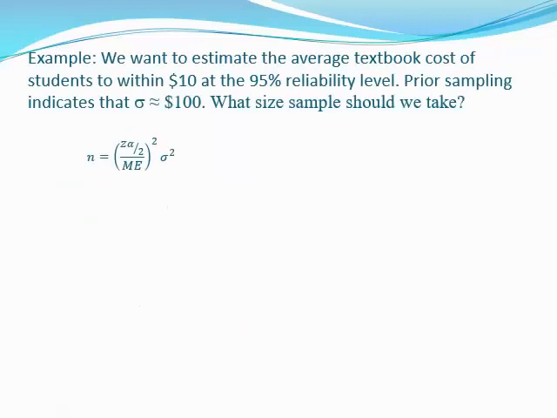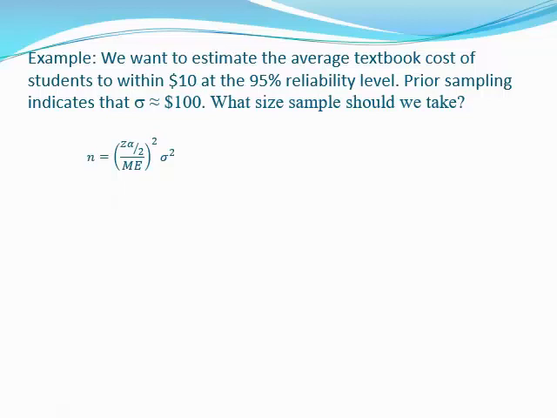All right, so here's an example that I want to take a look at. We want to estimate the average textbook cost of students to within $10 at the 95% reliability level. Now, I used to collect information about textbook costs, how much your student's going to spend on textbooks for a semester. And so I have some prior information, and it indicated that the standard deviation is approximately $100. And so based on this information, what size sample should we take?